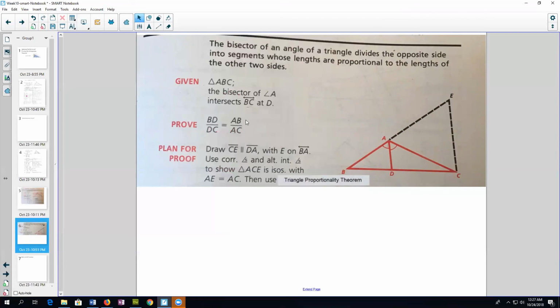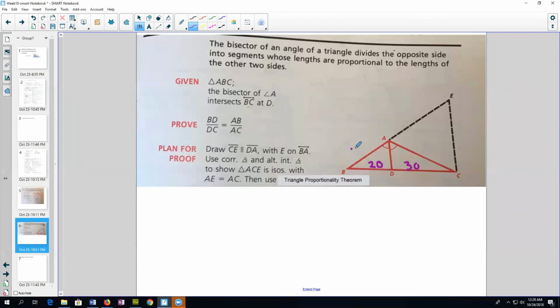If we look at our proof statement, these segments here, BD over DC, as a fraction is equal to AB over AC. So let me see if I can think of an example. So let's say that these sides are 20 to 30. So it's a 2 to 3 ratio. These sides here would also be in a 2 to 3 ratio, but they look like they're a little bit longer.